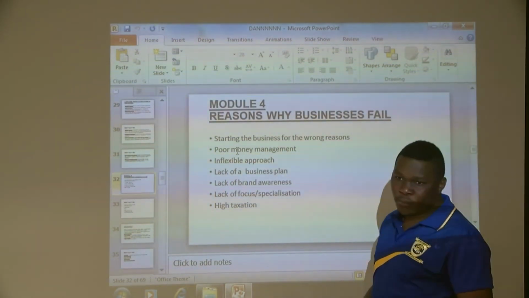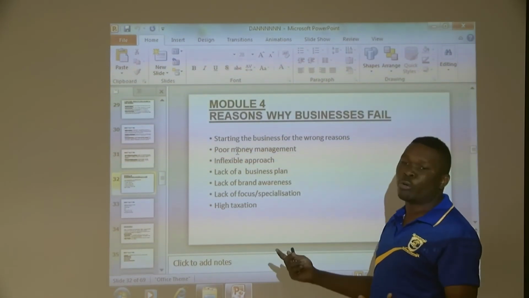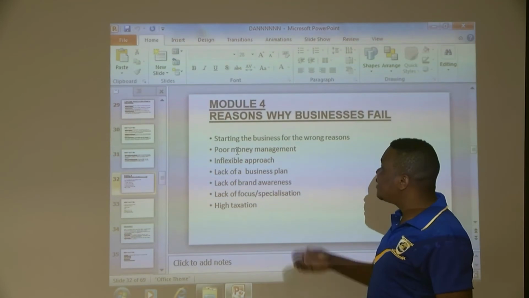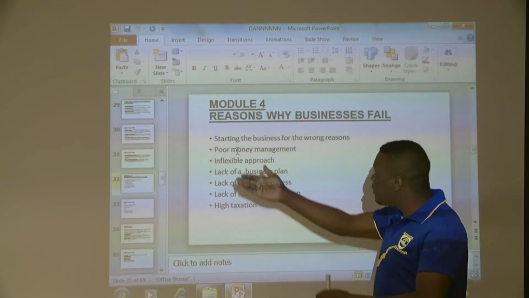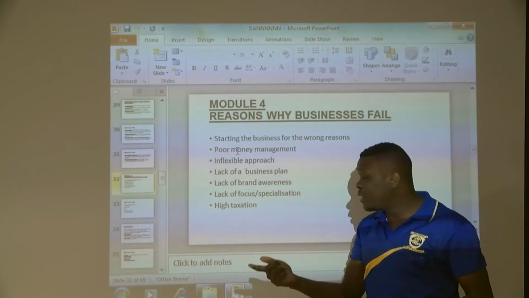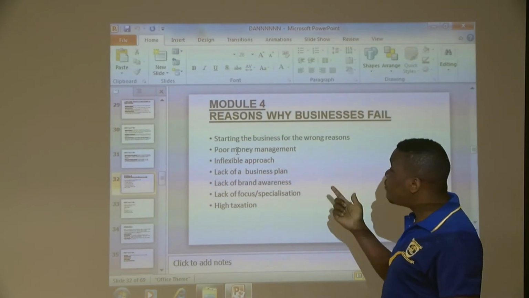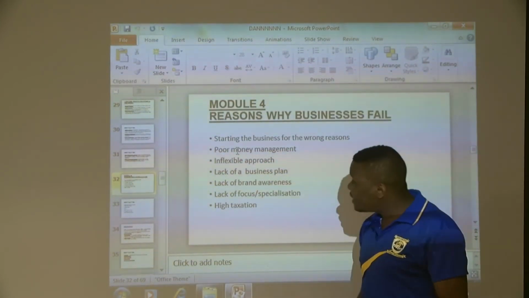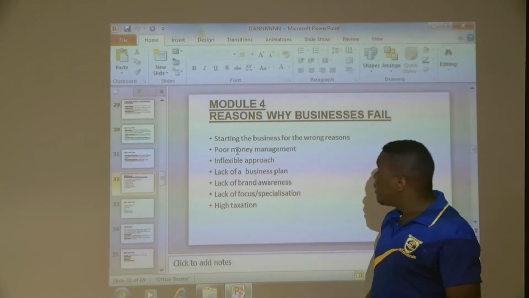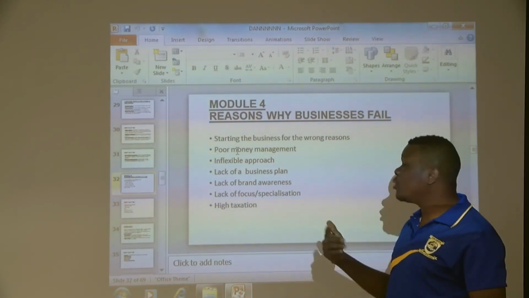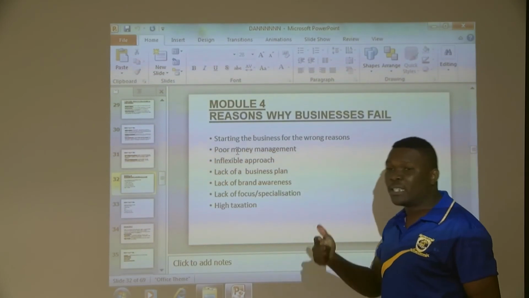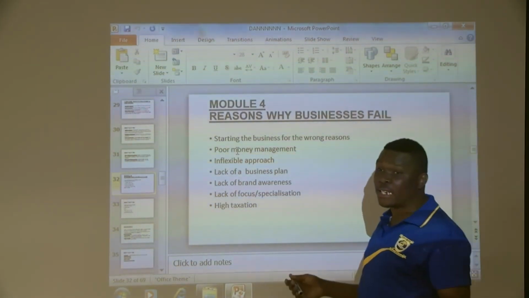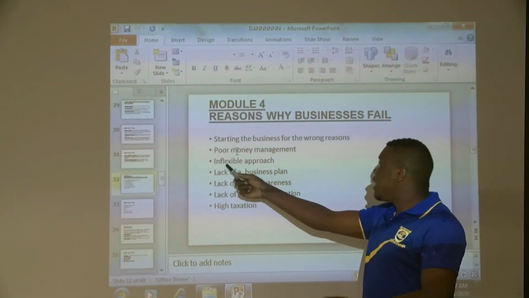Two, poor money management. Poor financial control can lead to the collapse of the business. In as much as you sell your products and you are aiming for profits and you indeed acquire the profits, somewhere, somehow, if you don't manage your money properly, it will, at some point in the long run, lead to the collapse of the business. Because you need these monies to move the business forward, buying stock, paying your workers, and things like that.